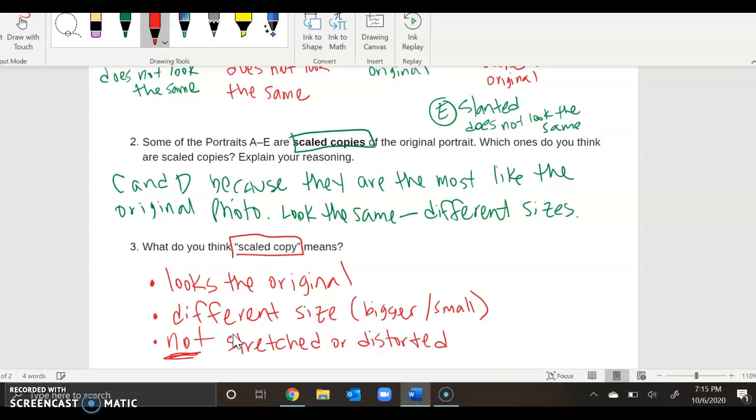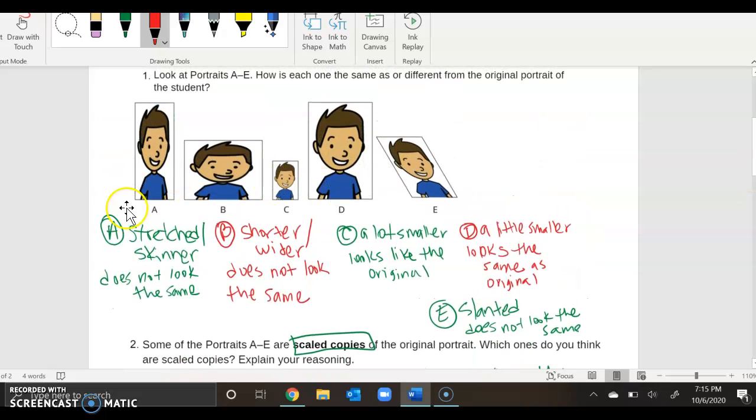So if we look at our pictures A, B, and E, the ones we said did not match, A, we said he looked like he was stretched and he was skinnier. B, he kind of got shorter and fatter. And then E, he's leaning off to one side. So those were all stretched or distorted versions of the original. C and D, he looks the same. He just has a different size. One is smaller.